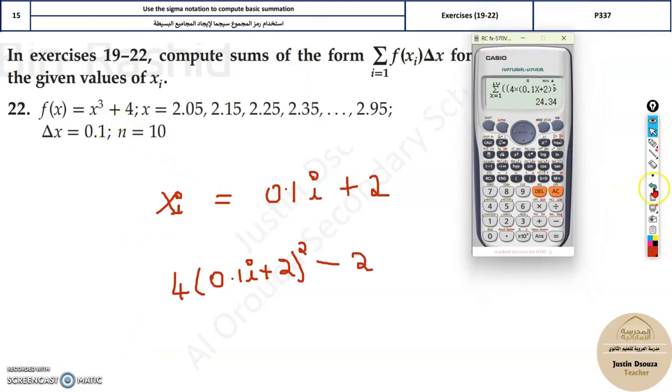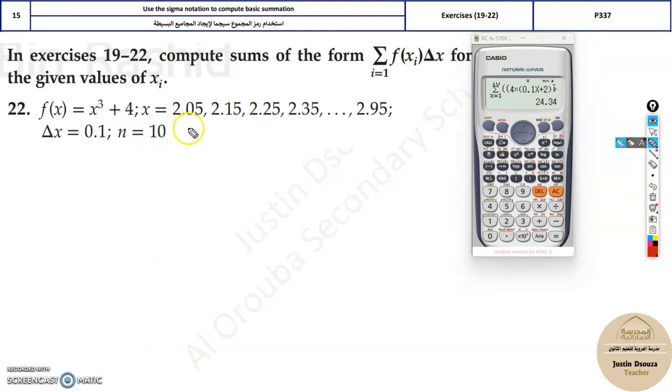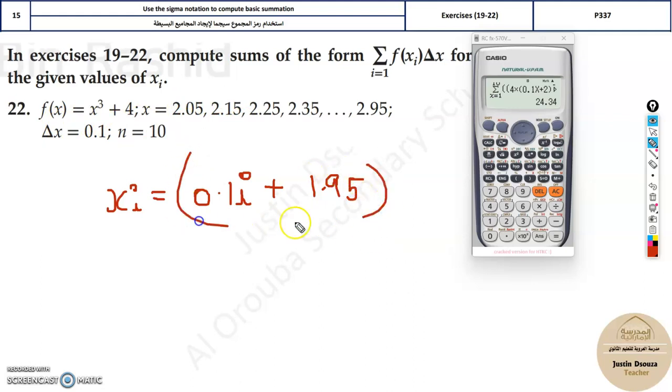Okay, this is the last one, so I'll do this quickly. It starts at 2.05 and the limit is 10. Now, xi is equal to, what is the step? 0.1 i plus the previous value. Some of you might think it's 2. No, it's not 2. It is 1.95. Why? Because you have to subtract 0.1 from this value. It's 1.95, and multiply this with delta x, that is 0.1. This will be in the summation.